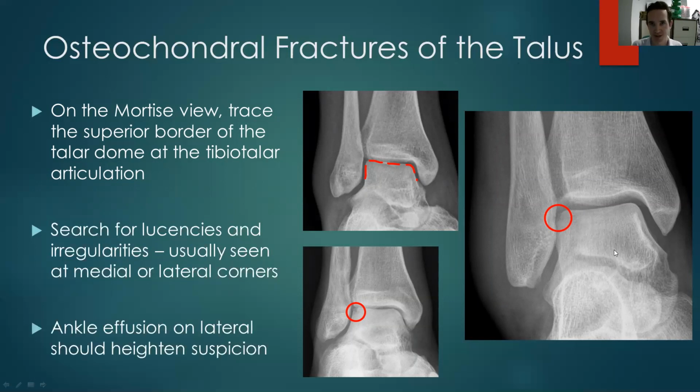Happily, injuries such as this often come with an ankle joint effusion on the lateral view. It's there to help you. If you see your ankle joint effusion on the lateral, do just have a double check of these regions of the talus on your AP or mortise view.